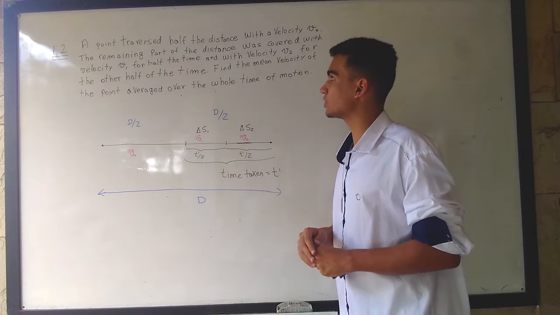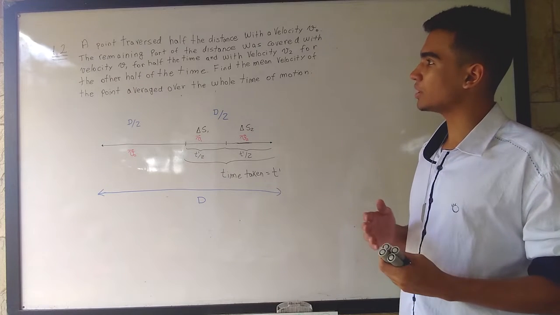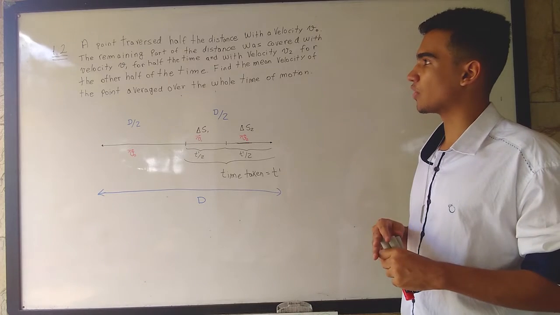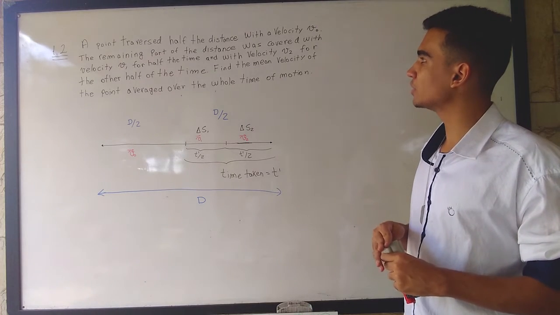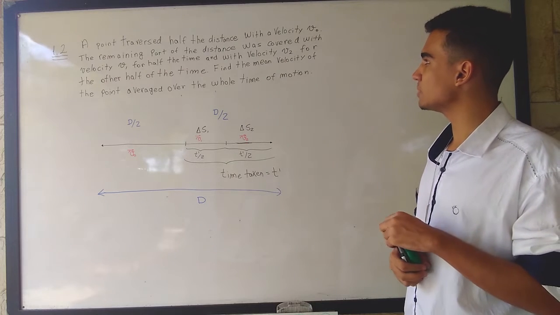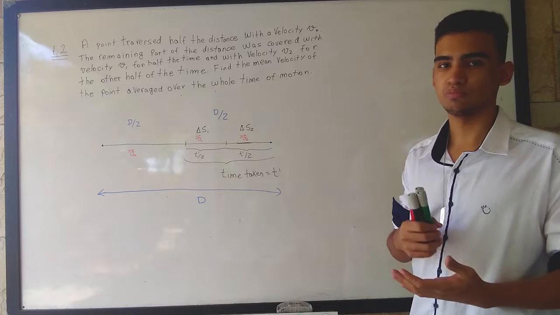A point traversed half of the distance with a velocity v0. The remaining part of the distance was covered with velocity v1 for half of the time and with velocity v2 for the other half of the time. Find the mean velocity of the point averaged over the whole time of motion.